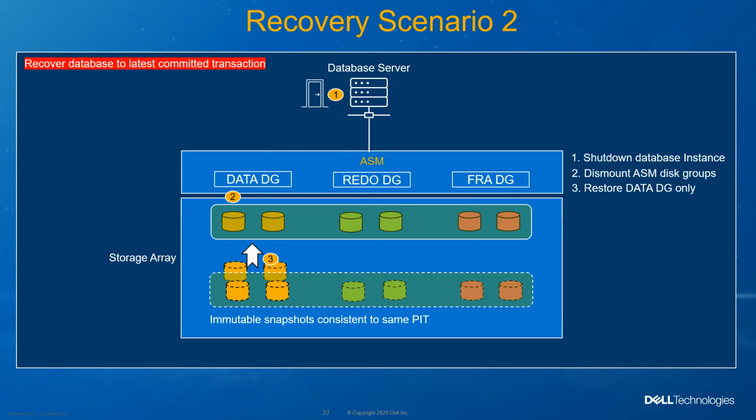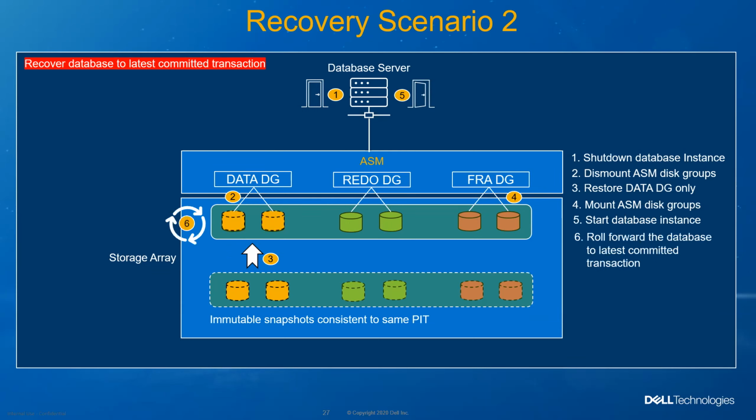Having done that, you would remount the disk groups, start the database instance, and then roll forward the database. And this would normally happen automatically. The database would automatically recognize that the data files had a previous SCN, which didn't match the current SCN in the control file, and it would roll the database forward. And it would roll it forward to the last committed transaction. So you'd end up at a point very quickly whereby you'd lost no transactions and you could restore service without the loss of any data.